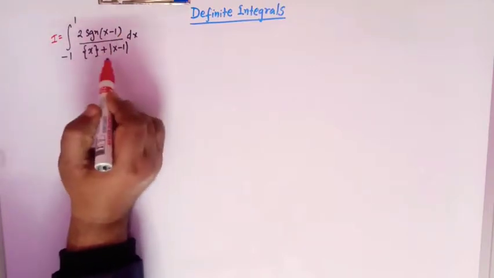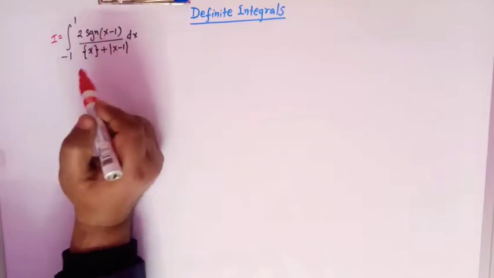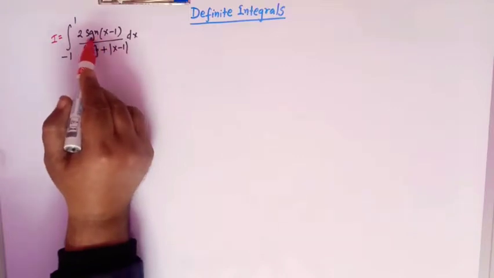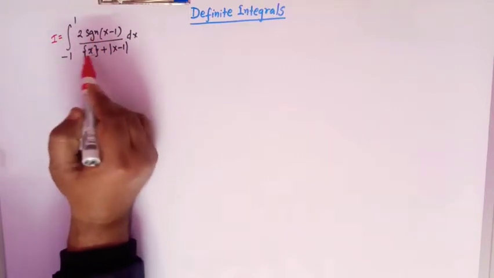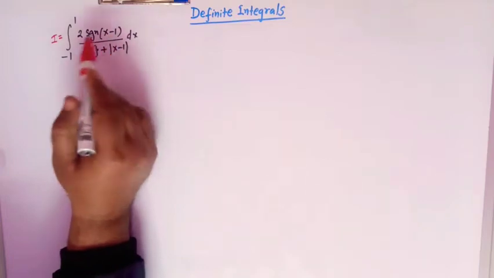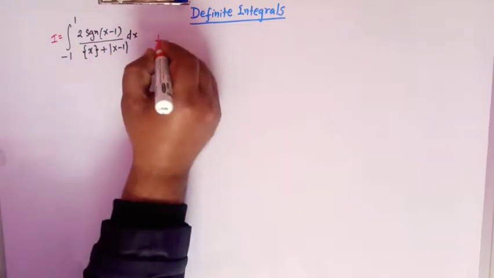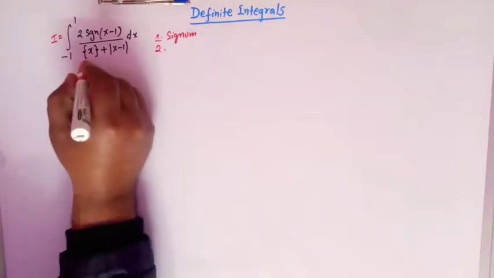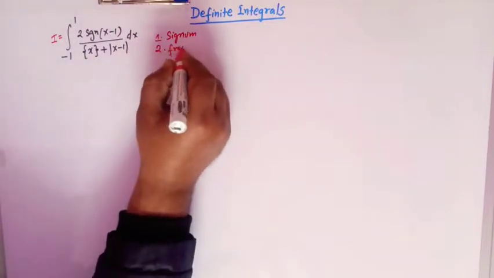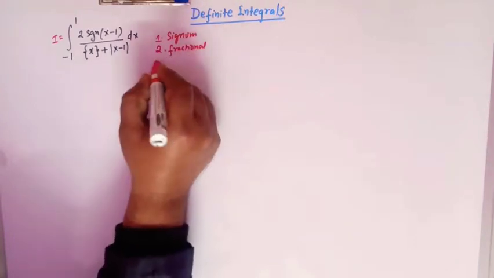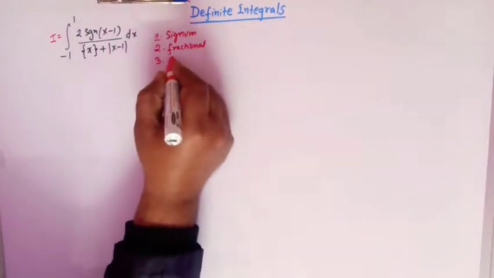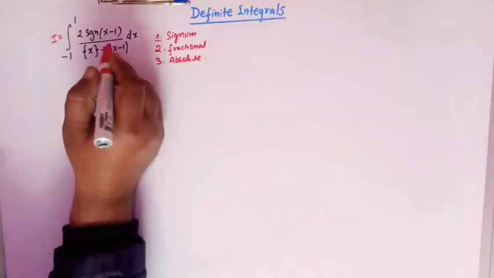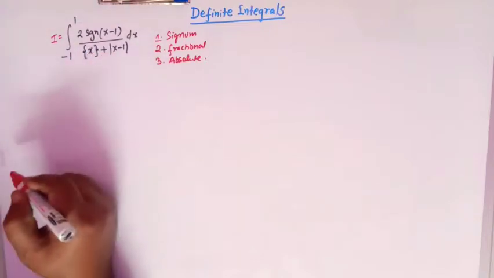One interesting thing about this definite integral is that we have three functions. Actually, this integrand is a combination of three functions. The first one is the signum function, the second one is the fractional part function, and the third one is the absolute value function. So let us start now.